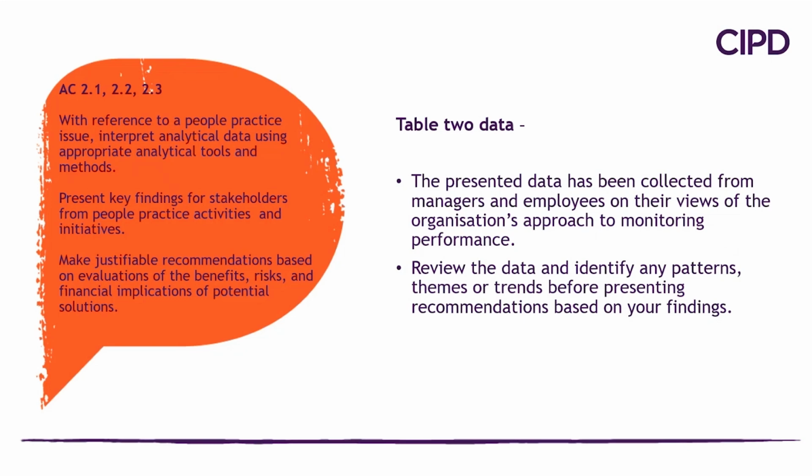For table 2 data, the data has been collected from managers and employees on their views of the organization's approach to monitoring performance. What you need to do is review the data. Again, you'll see there's a certain amount of patterns and themes that are going to be seen in this data. It's useful to convert this from numbers into percentage form, because when you're writing it up, you can use terms like just over 60% thought this. It's easier to write in the written word when you're doing your recommendations. What you need to do really is identify any patterns, themes or trends before presenting recommendations on your findings.